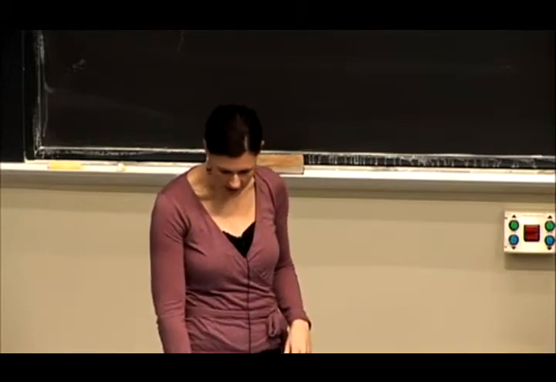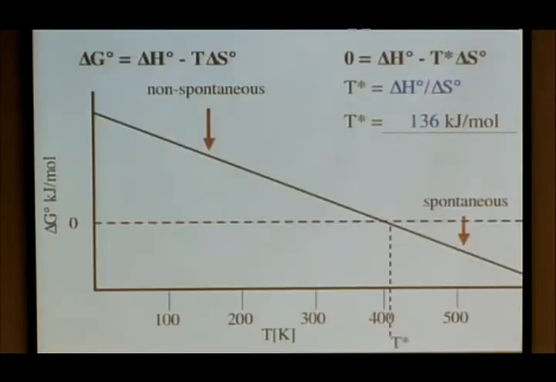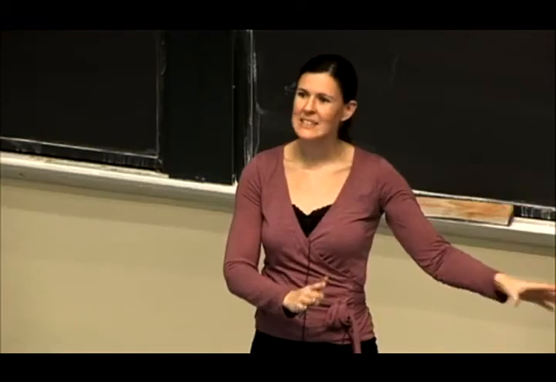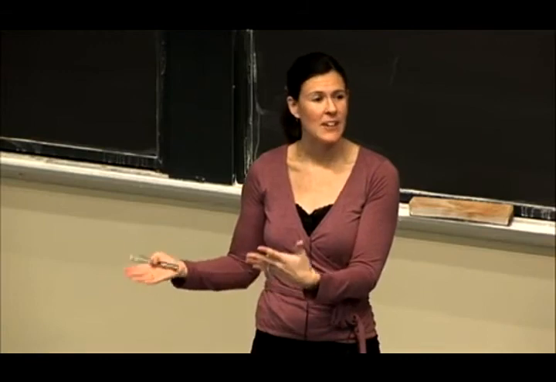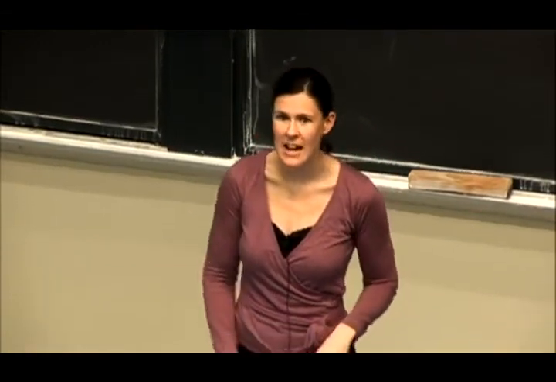Let's go ahead and do this for the case with baking soda. For baking soda, we saw that delta H was 136 kilojoules per mole, and the change in entropy was 0.334 kilojoules per K mole. If we do that simple division, we end up with a T star of 406 Kelvin. So basically, if we tried to bake our cookies below 406 Kelvin, they would not rise. If we bake them above 406 Kelvin, they will rise because this reaction is now spontaneous.